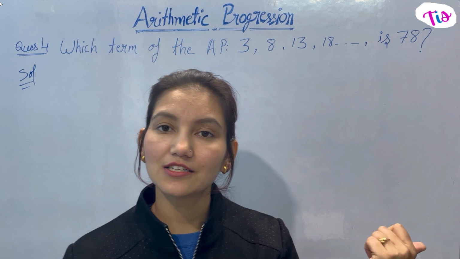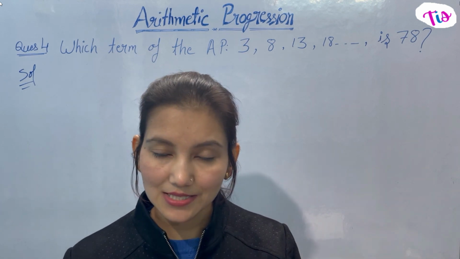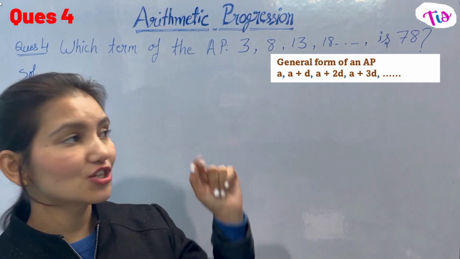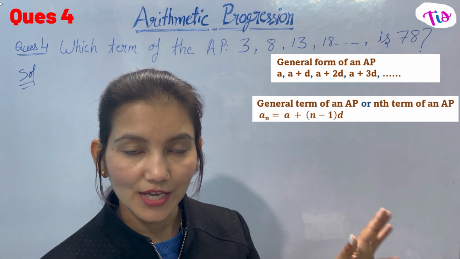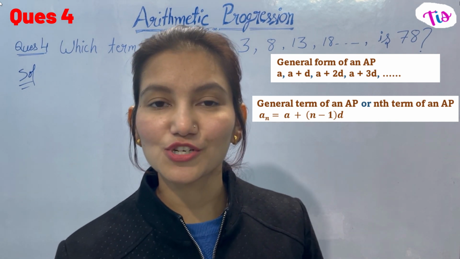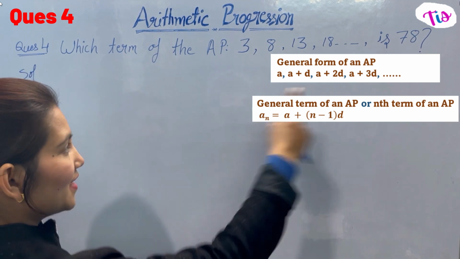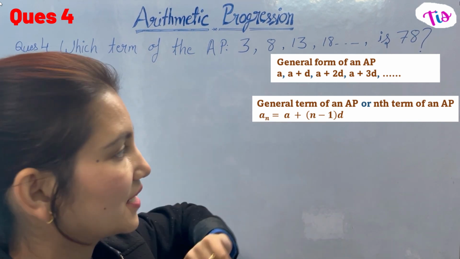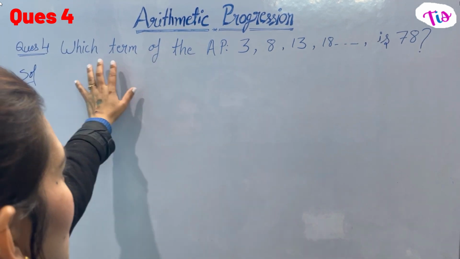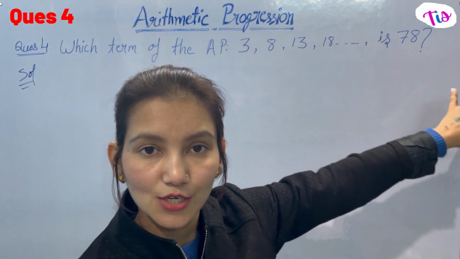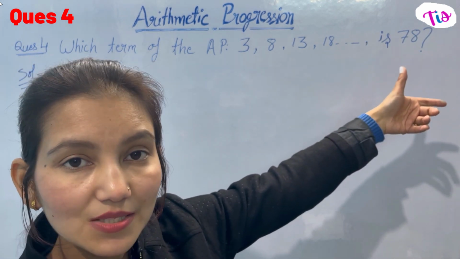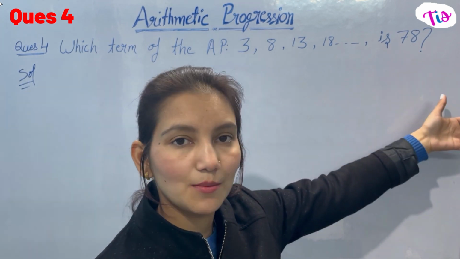I told you in the earlier video also that this exercise is basically based on the general form of an AP and the general term of an AP. So this whole exercise is based on that. Let's start with question number 4. Here is question number 4 on your screen. The AP is given and they are asking which term of this AP is 78, which means at what place 78 will come.